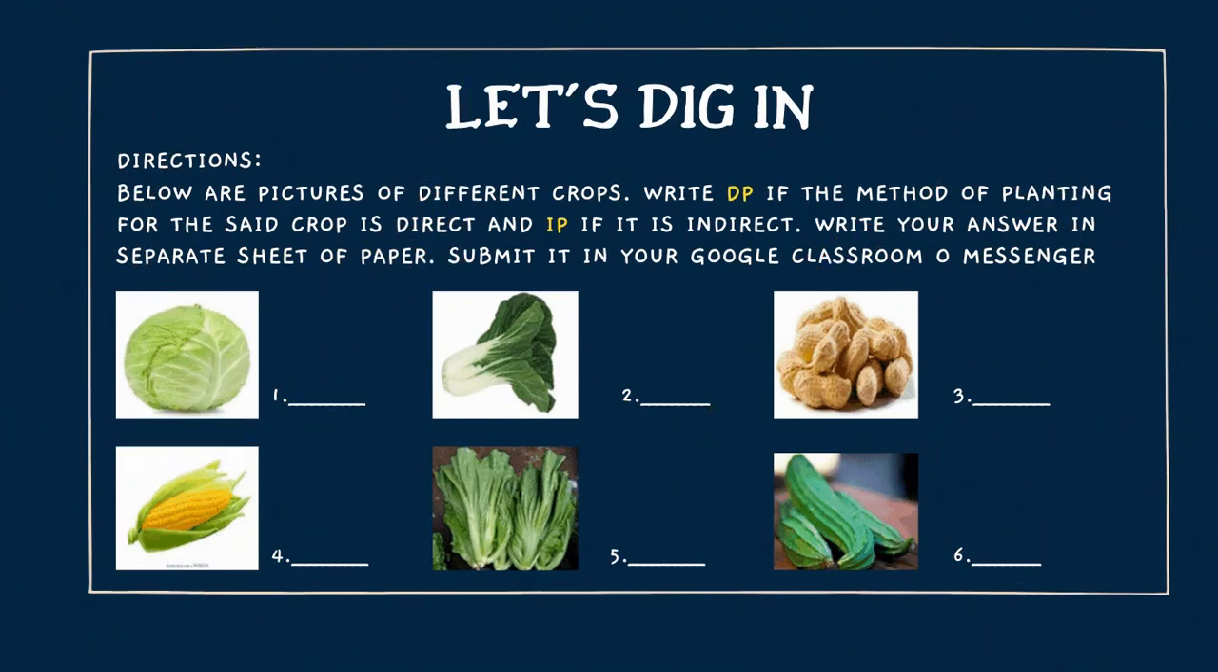After all those lessons, let's have an activity. Below are pictures of different crops. Write DP if the method of planting for the said crop is direct and IP if it is indirect. I will give you time to answer.